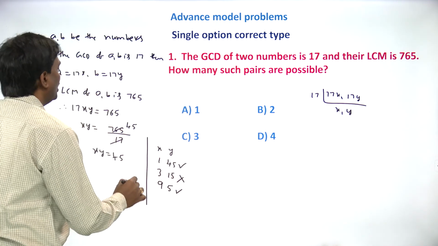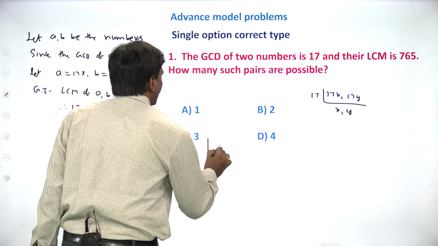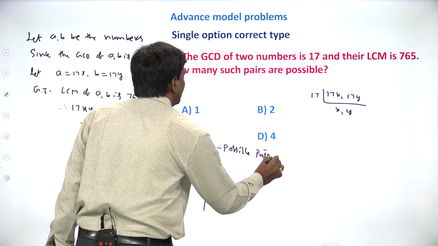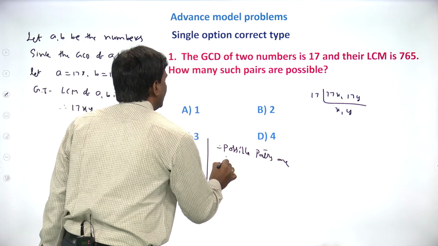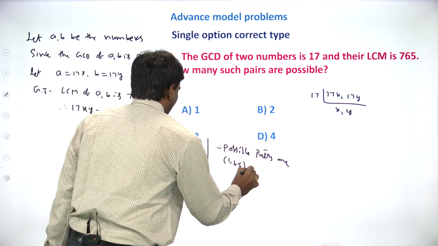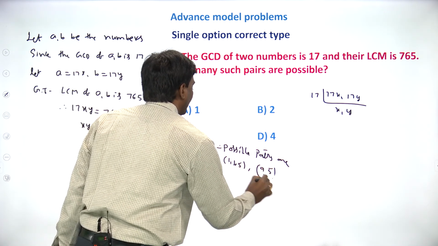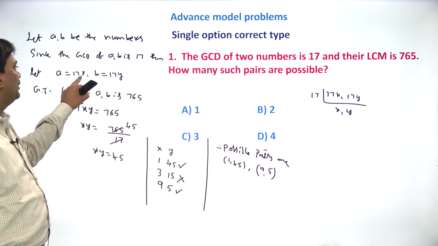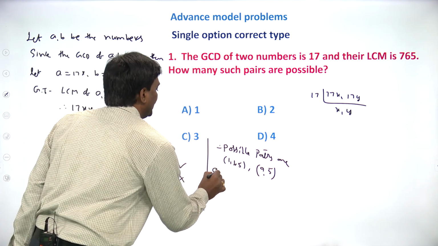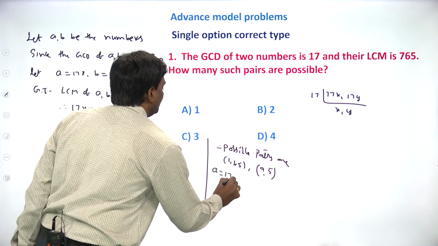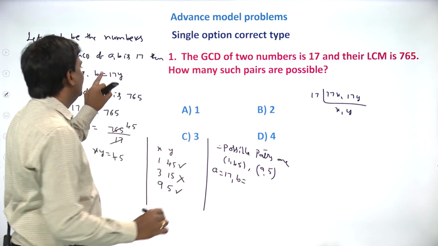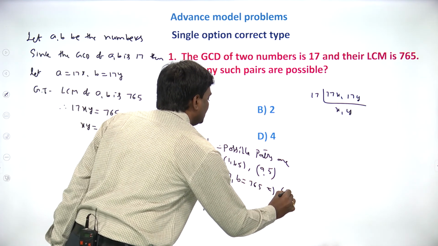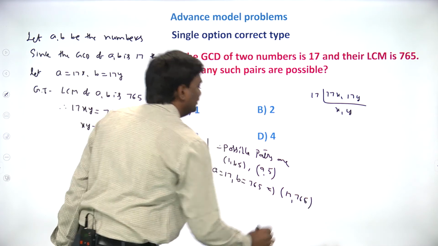So, therefore possible pairs are 1 comma 45 and 9 comma 5 or 5 comma 9. So, now if you take 1 comma 45, a equal to 17x, b equal to 17y. So, a equal to 17 into 1, that is 17, b equal to 17 into 45, again you will get 765. So, this is 17 comma 765, this is one pair.